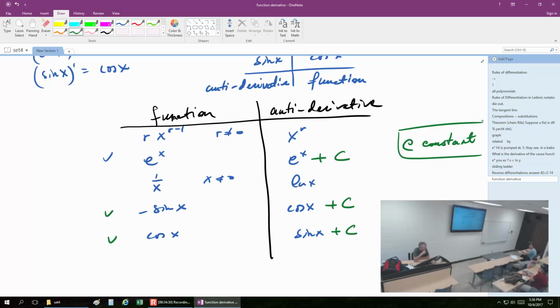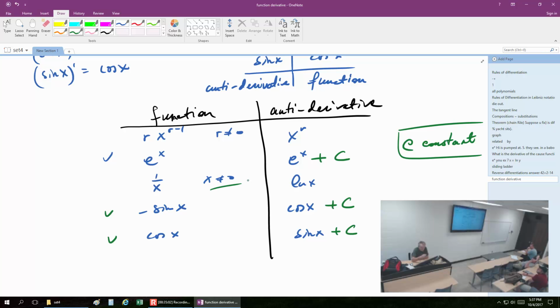What do you mean? No, domain: the values of x for which the formula makes sense. 1 over x, this is the domain, right? Everything else is fine. What about the logarithm? Well, it has to be positive. You cannot have logarithm of a negative number.